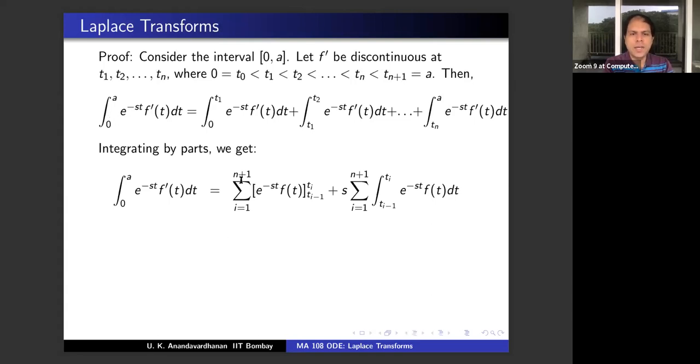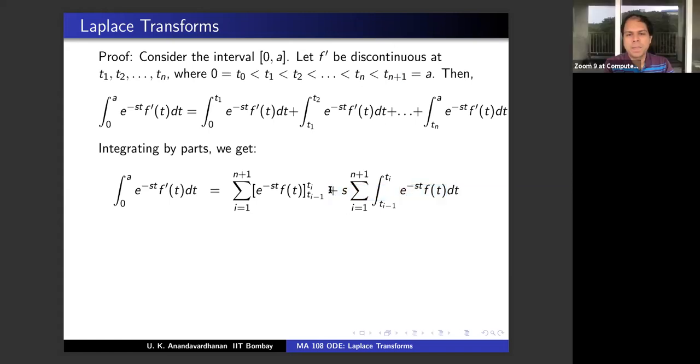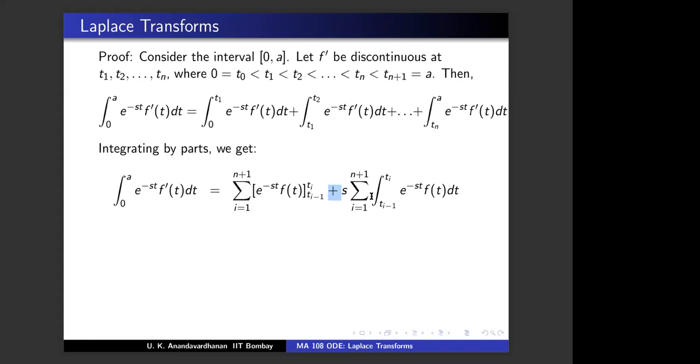It will be the summation i from 1 to n plus 1, e^(-st) f(t) from t(i-1) to ti, plus, now it is the derivative of e^(-st). The derivative of e^(-st) is minus s e^(-st). Why don't you see the minus here? Because it is minus st, and minus of minus has become plus. Integration by parts has a minus, and with this minus, it has become a plus, and it is exactly this.